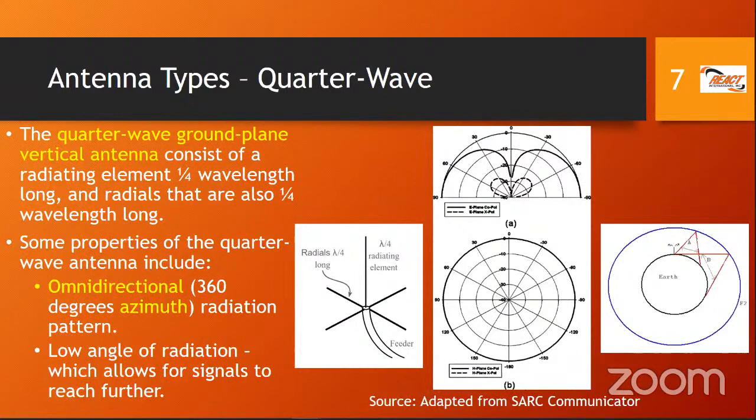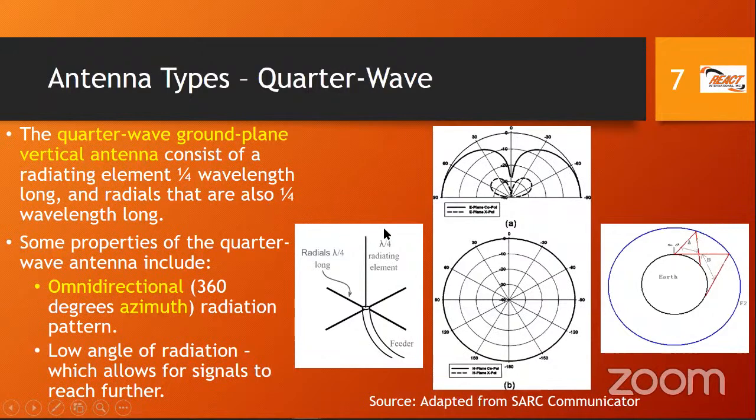So we are talking now about the quarter wave antenna. Last class, we talked about the half wave dipole. These antennas are named in respect of the length of the antenna relative to the wavelength of the frequency that is being used. So, the quarter wave ground plane vertical antenna. It consists of a radiating element that is quarter wavelength long, and that's how it gets its name, and it's also vertical.